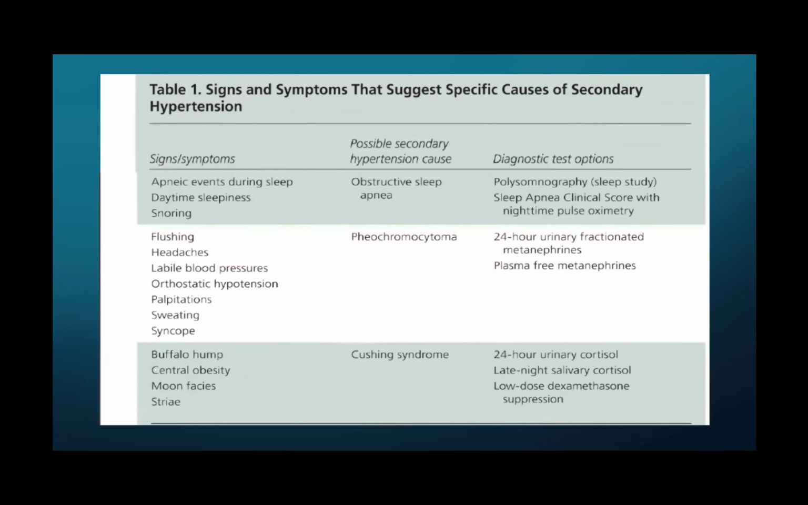OSA, you can have patients who have a history of snoring, apneic events at night, daytime sleepiness. Pheochromocytoma is another one, an endocrine tumor. Again, we don't see it that commonly, but you can have patients who have labile blood pressures with headaches and palpitations. Cushing's syndrome, and this is something you need to keep in mind. This could be either secondary to a tumor or secondary to long-term corticosteroid use. So you will have all these signs, the buffalo hump, the central obesity. Often patients have uncontrolled or poorly controlled diabetes, so hyperglycemia can be another thing associated with that.